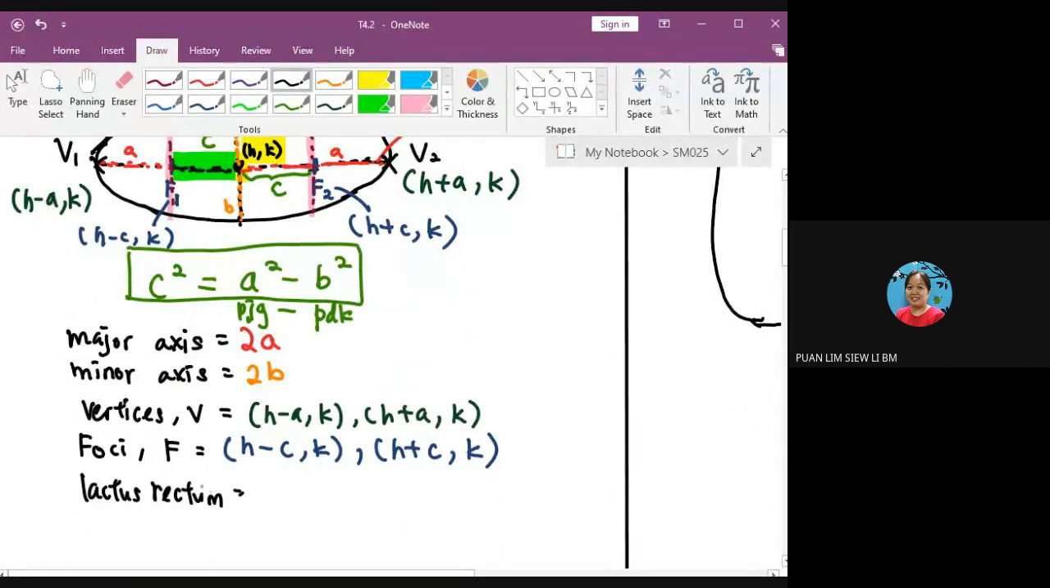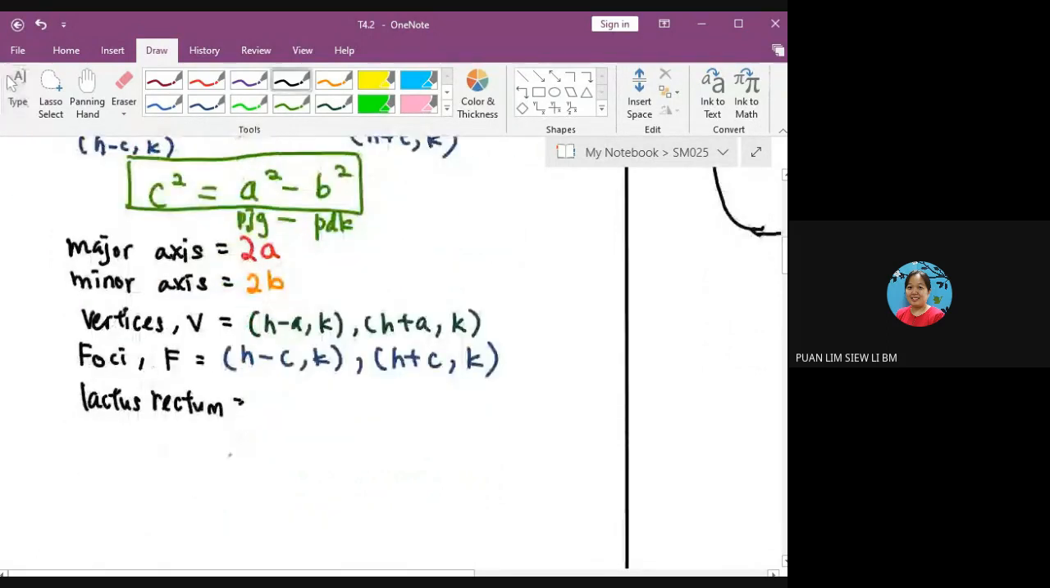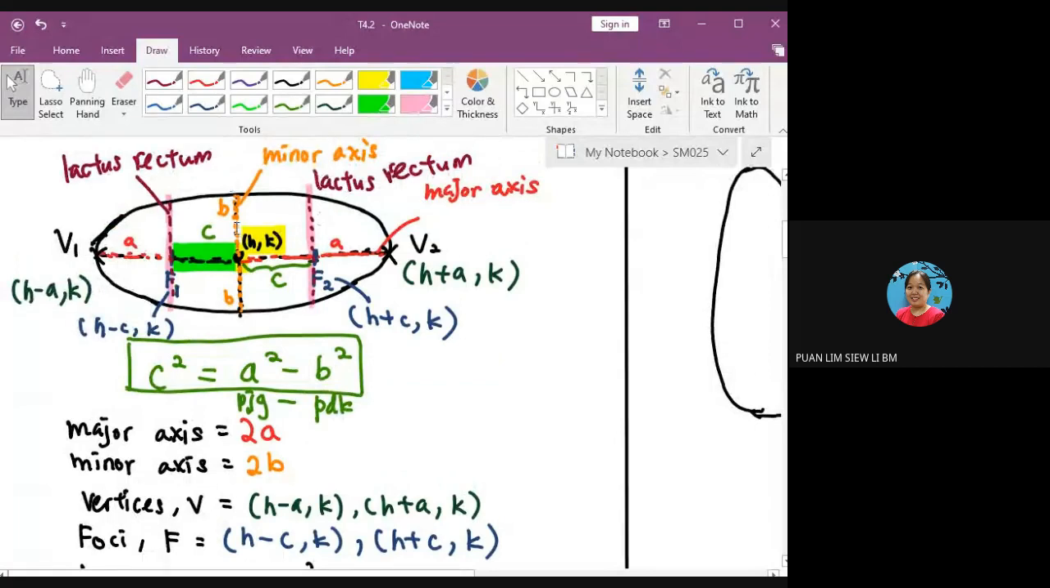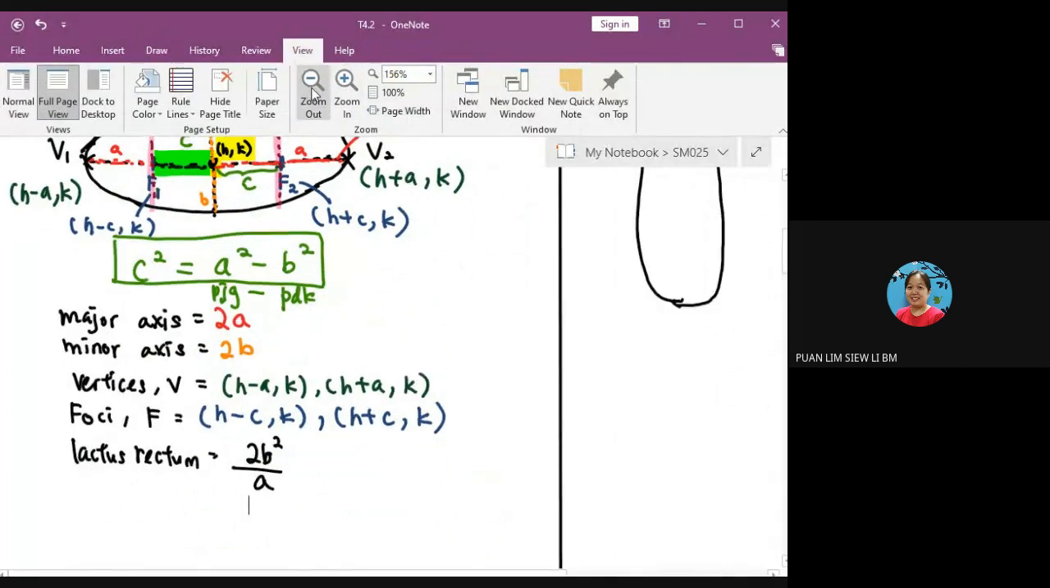So how to find this rectus rectum? So you can see rectus rectum ini adalah menegak. So formula dia akan ikut nilai B sini. So formula dia adalah 2B square over A. Okay. So dia menegak, kita akan start dengan B, 2B square over A. So that will be our ellipse.